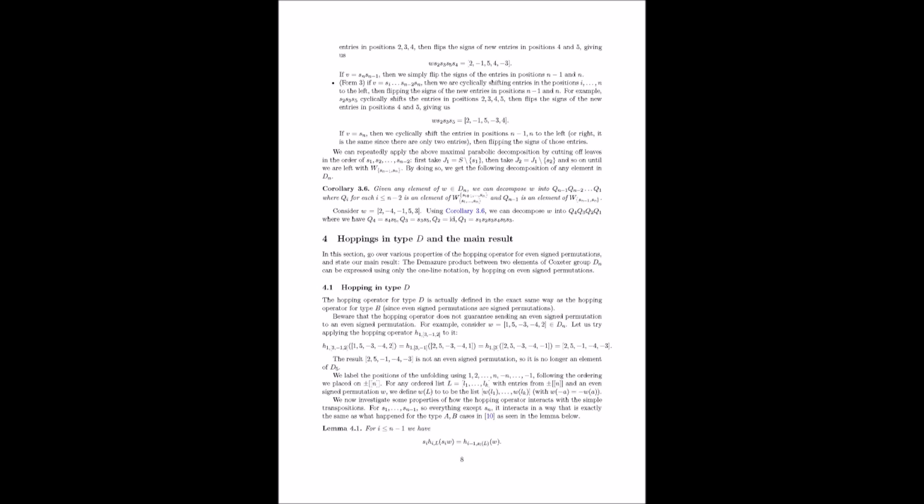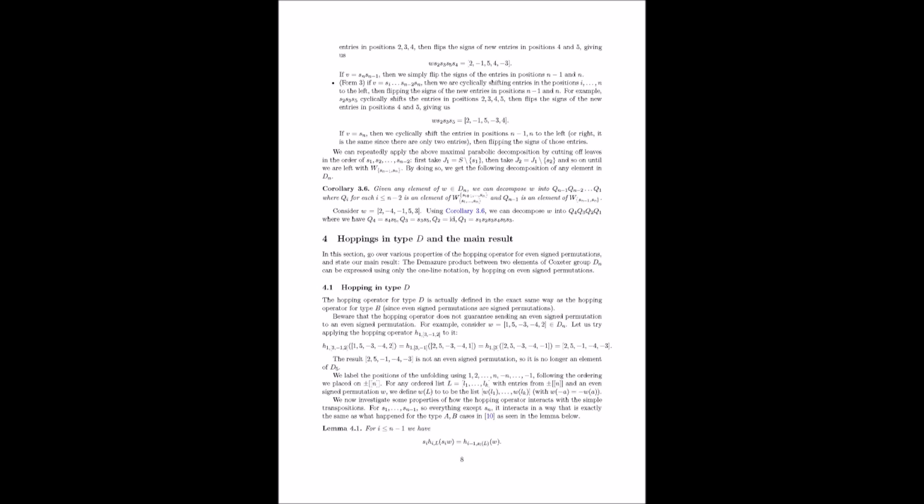Okay. It's a subtle but crucial detail that will play a key role later. Okay, I see how they're carefully piecing together the rules of hopping in type D, taking into account the unique properties of these even-signed permutations. Exactly. But how do they connect this back to the Demazure product? Right. I'm on the edge of my seat. They're setting the stage for a grand finale.